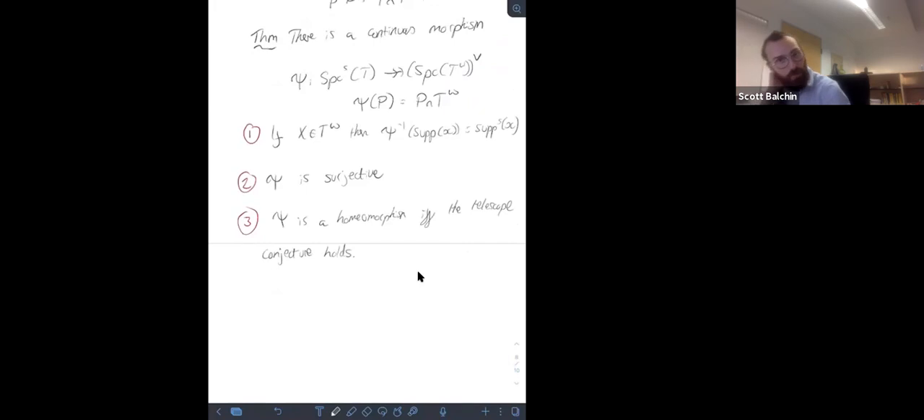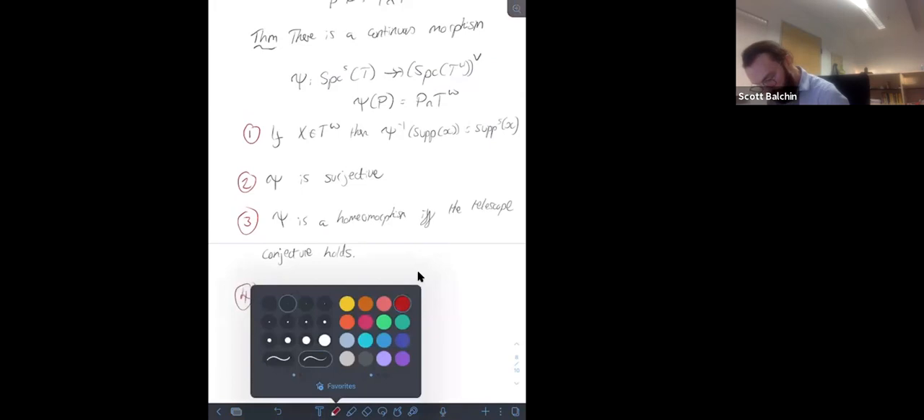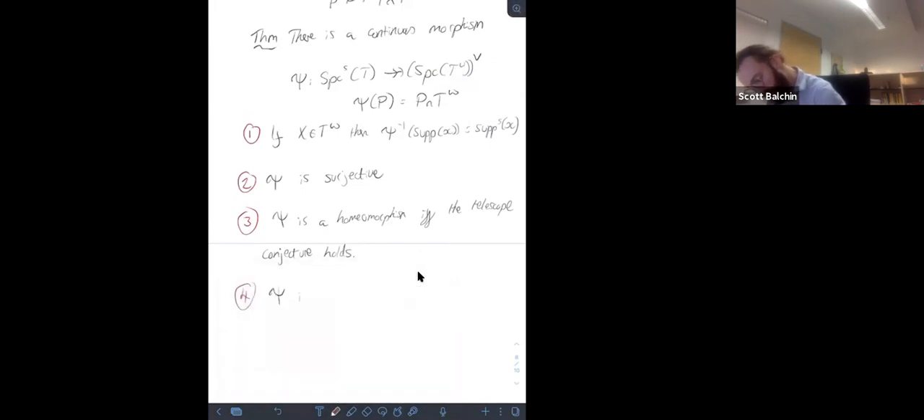This just follows because if the telescope conjecture holds, then the lattice of thick tensor ideals is in bijection with the lattice of smashing tensor ideals, and this equivalence is passed through stone duality to a homeomorphism of spaces. But what's the last thing we can say? 4: psi is a quasi-compact map.